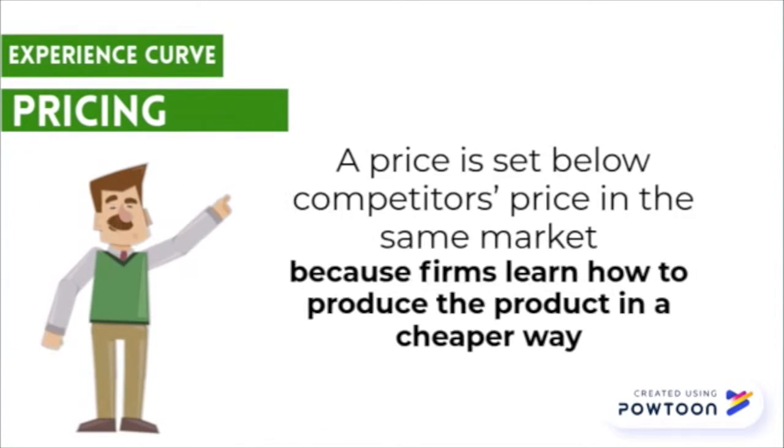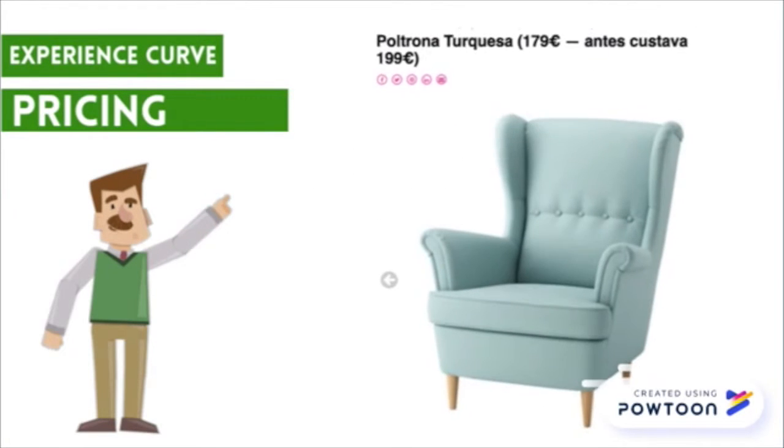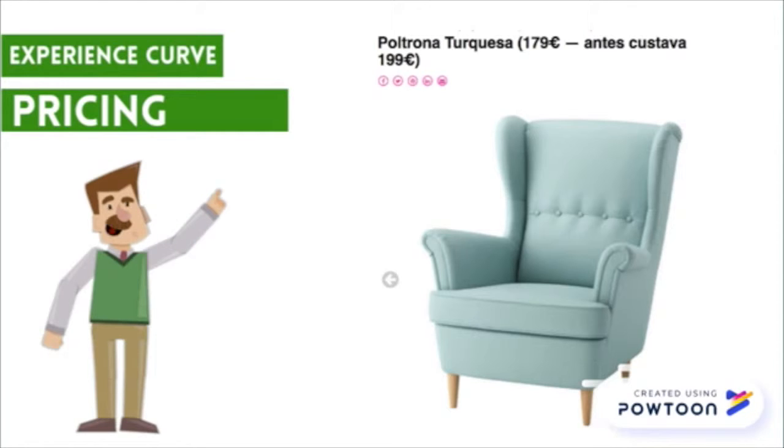As for experience curve pricing, as firms learn how to produce the product in a cheaper way, they can set prices below their competitors. The leader of cutting prices, in the eyes of consumers, is Nike. The company is always striving to find a way to produce the same product with lower costs, and when it does, the price charged to the consumer also decreases. This is the case of this baby blue armchair. Before it was €199 and now it is €179.